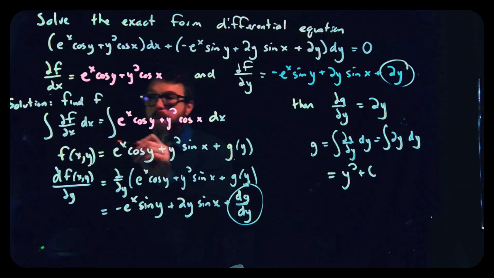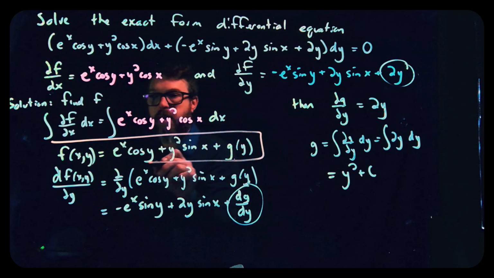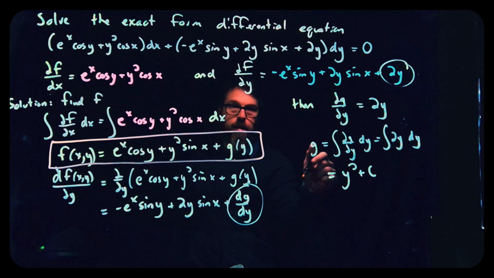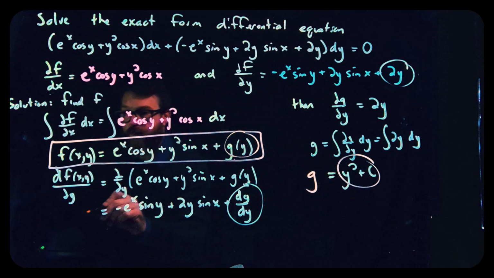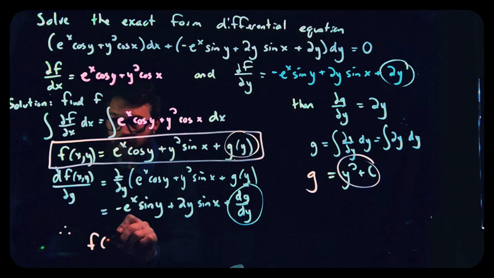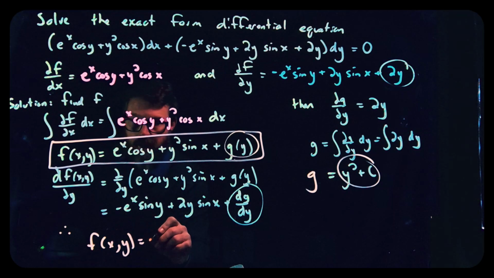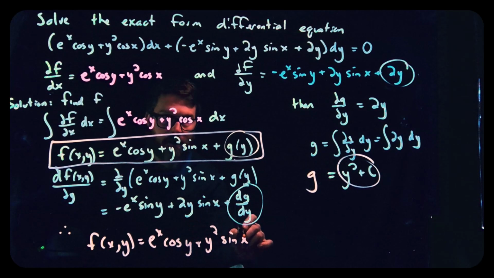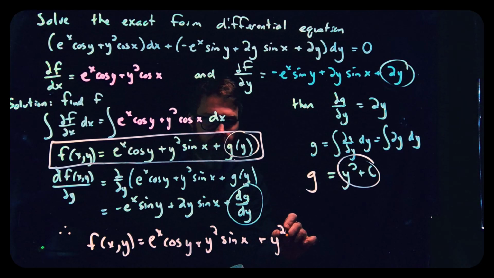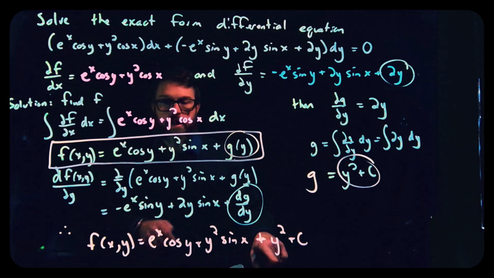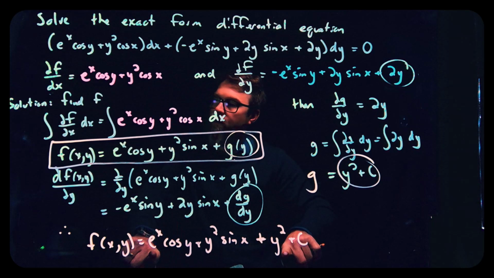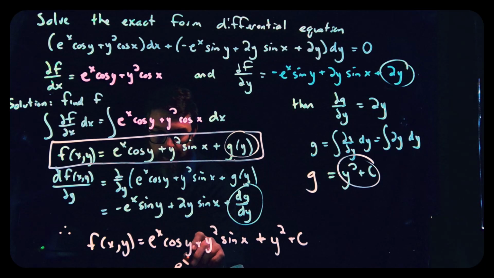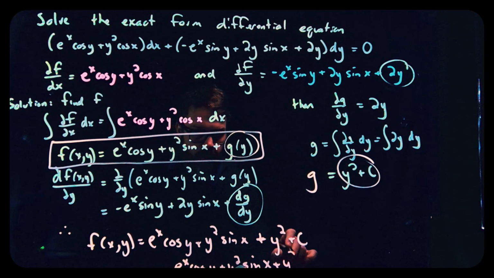So our solution function, remember our solution function is this thing right here. This is our solution. And remember this is our g function, so these two pieces right here are the same. So finally, we can give our answer that f of x comma y is equal to e to the x cosine of y plus y squared sine of x plus y squared plus c. Or you can say it's just this thing equal to c if we'd prefer to do that. So we can say that e to the x cosine y plus y squared sine of x plus y squared is equal to c.